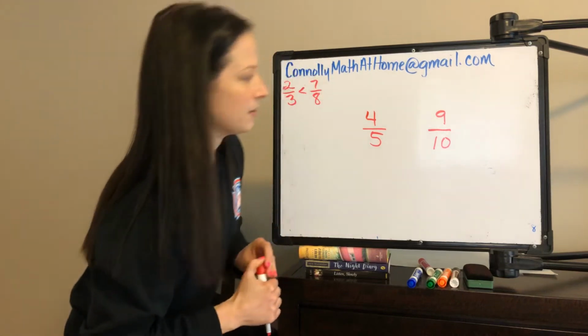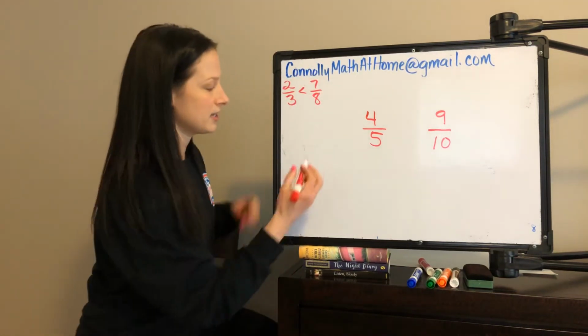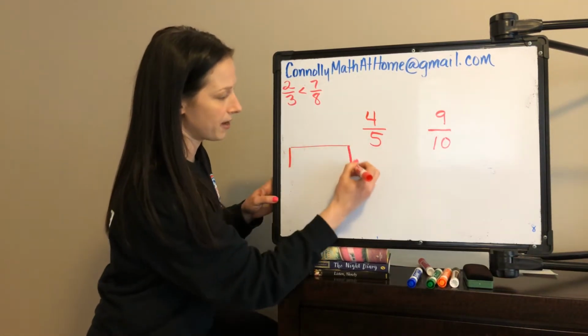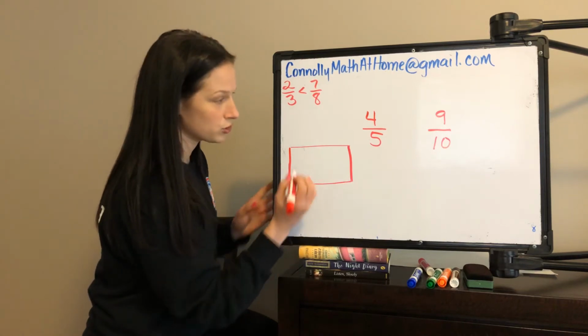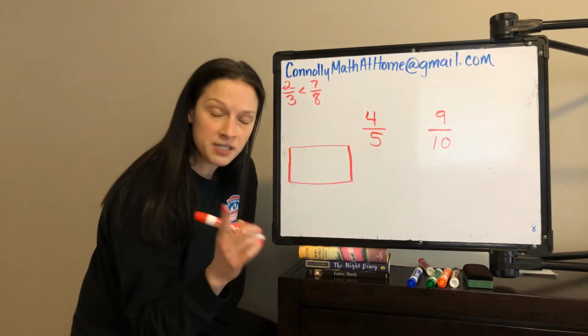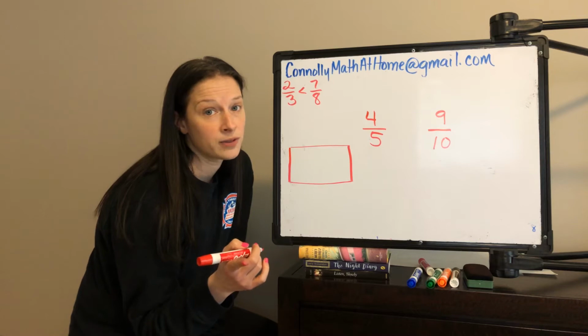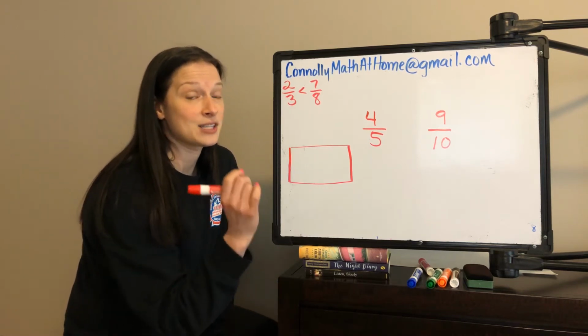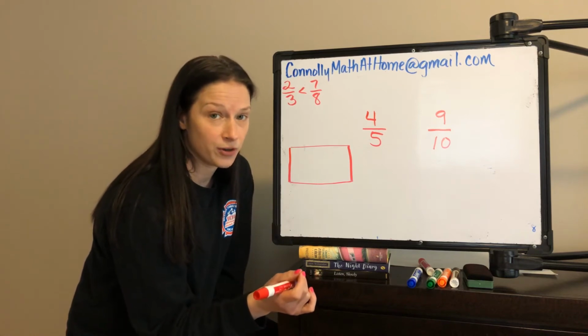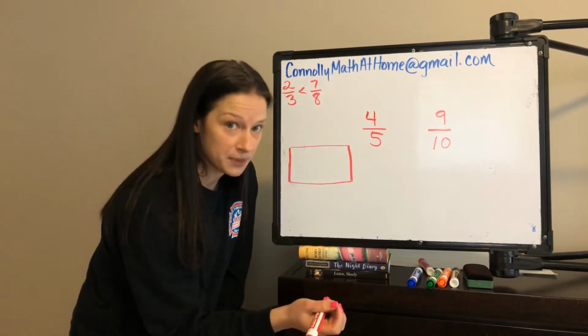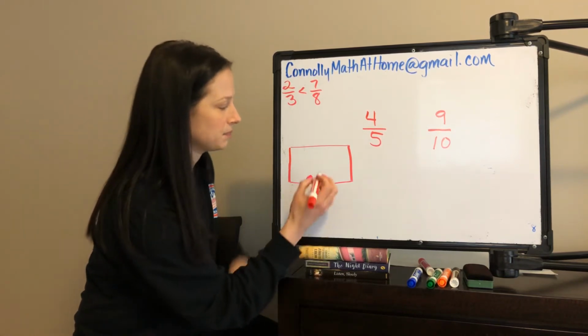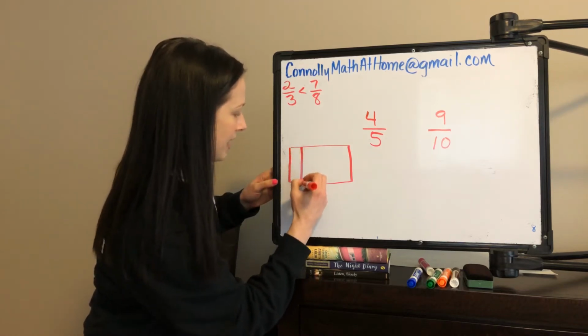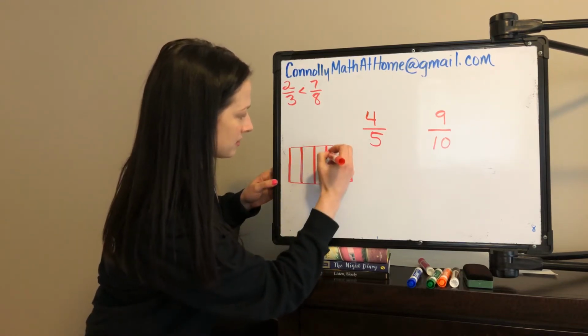So we want to be thinking about, I'm just going to do the area models just to save time. We want to be thinking about which one of these is closer to a whole. They're both missing one piece to get to a whole, but I need you to think about which one has the smaller piece left over, which means that more of the pizza has been eaten if we're thinking about it as a pizza. Okay, so think about that as I start to draw these.